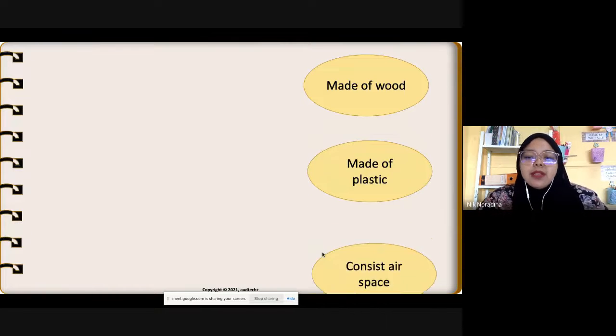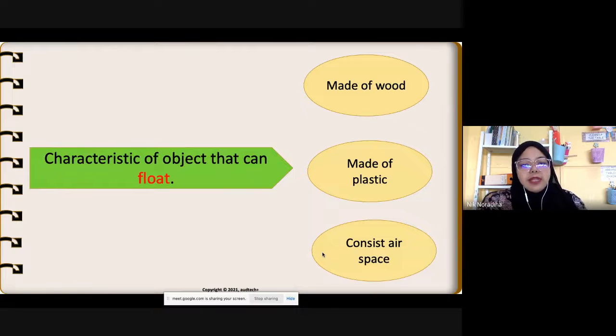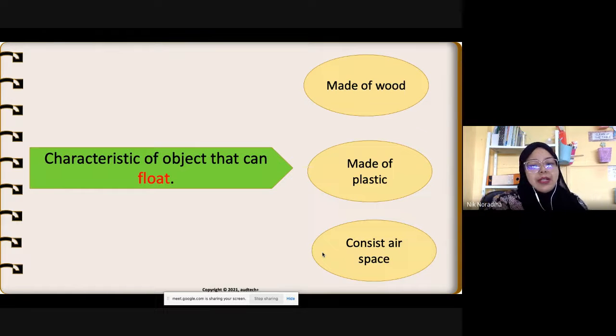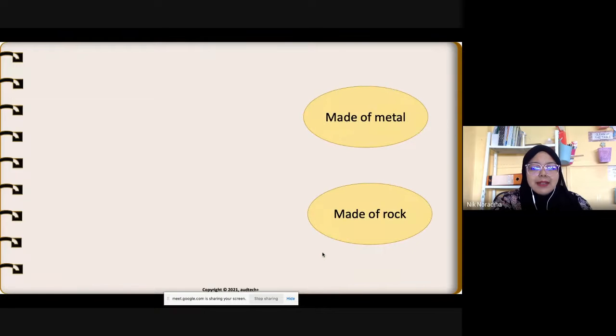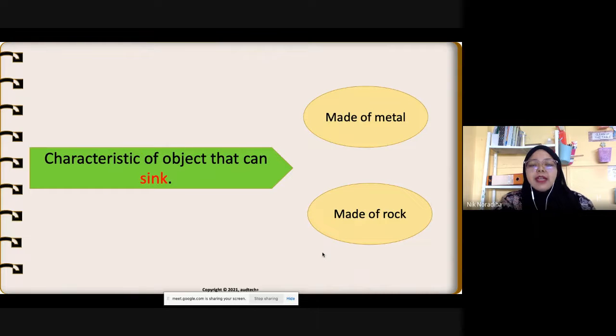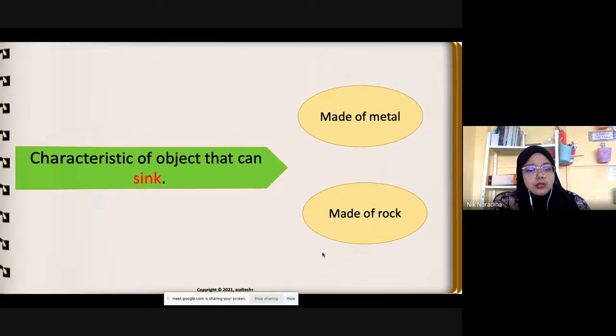This is the characteristic of objects that usually float: they will have air space. Sometimes they are made of wood or plastic and they have air space, and they can float. How about objects that sink? Usually they don't have air space and their weight is sometimes heavier. They are made from metal, rock or stone.